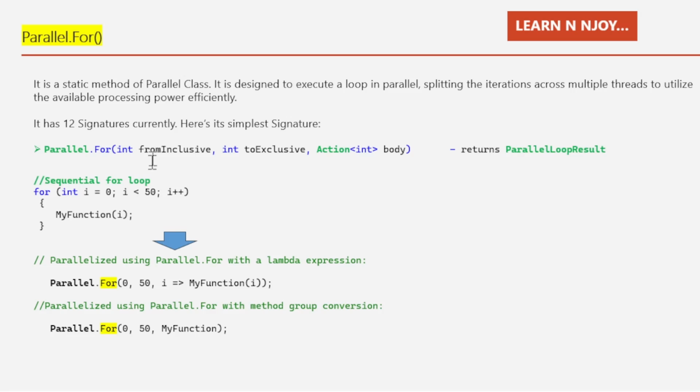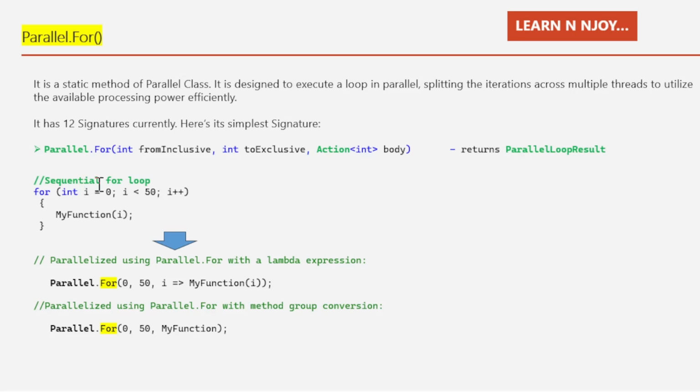If you see its parameters, fromInclusive specifies the starting index of the loop, which is inclusive. Next, we have int toExclusive. What does it mean? It specifies the ending index of the loop, which is exclusive. Then we have Action<int> body. It represents the action to be performed on each iteration of the loop. It's a delegate that takes an integer parameter representing the current iteration index. Then we have ParallelLoopResult, which is the return type of the Parallel.For method. It provides information about the outcome of the parallel loop execution, such as whether the loop completed successfully or was stopped prematurely. Okay, so let's understand it with the help of the examples shown here.